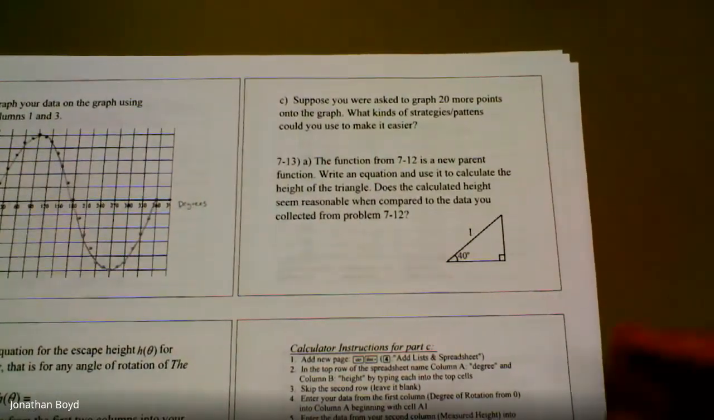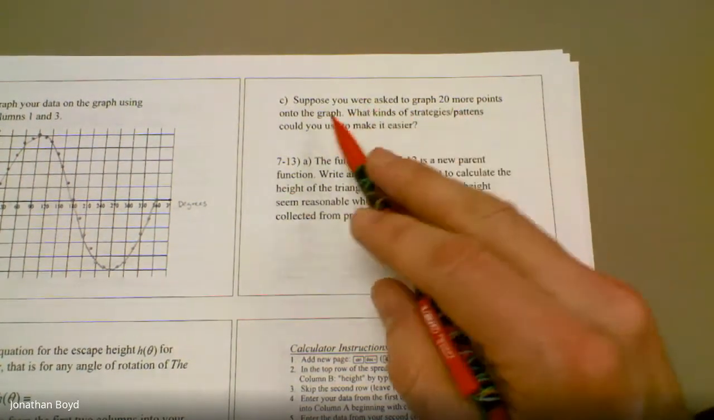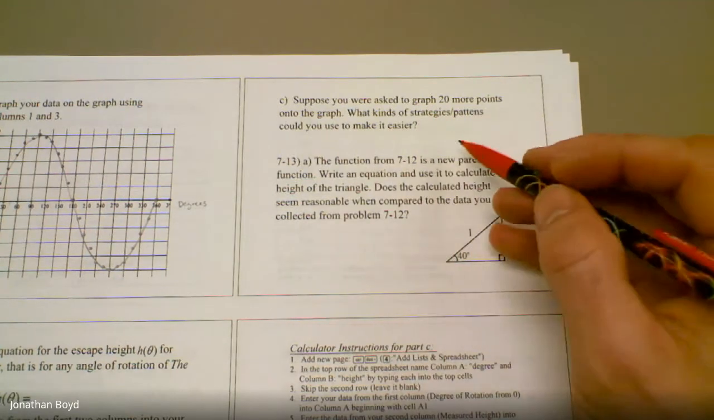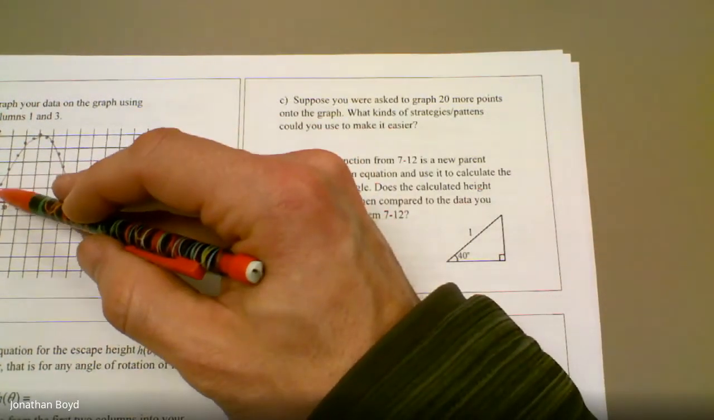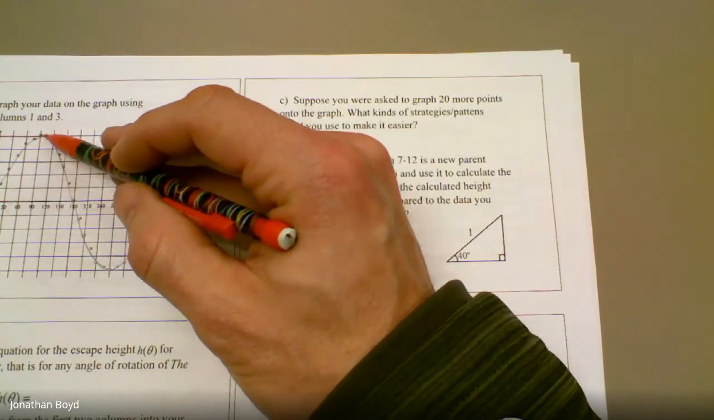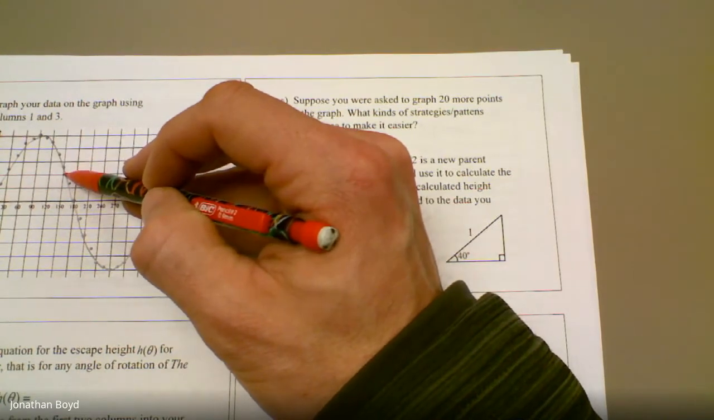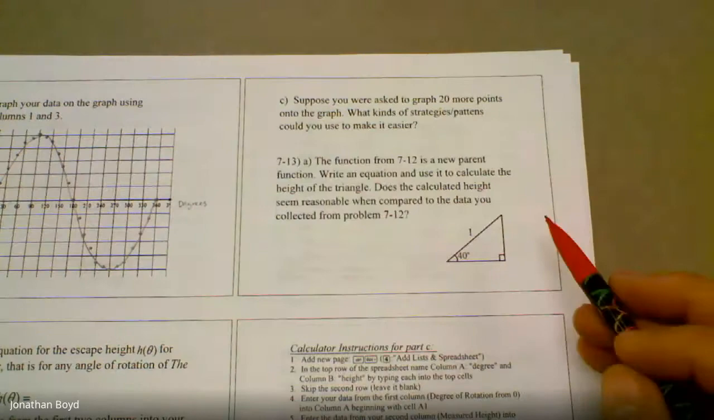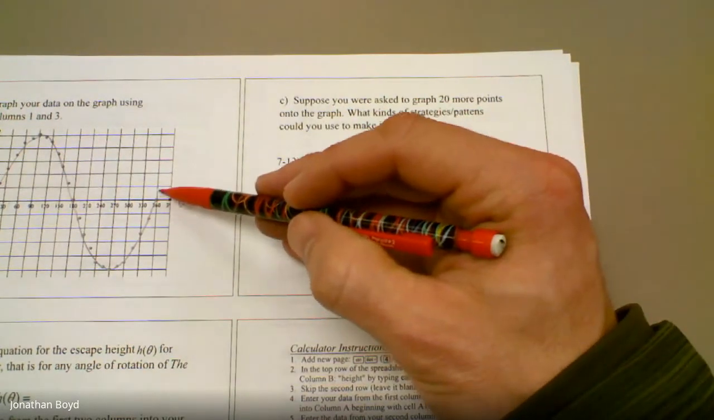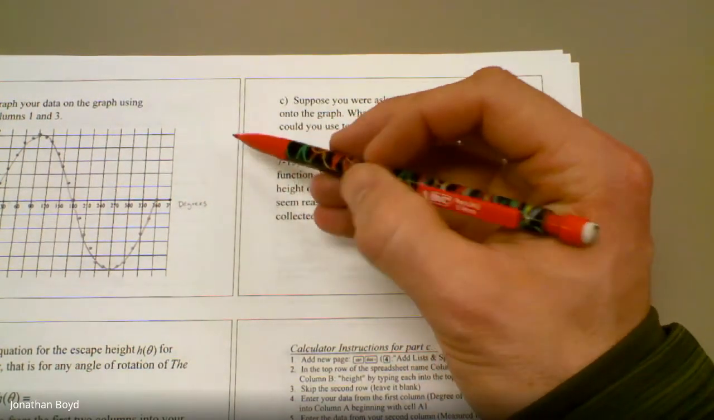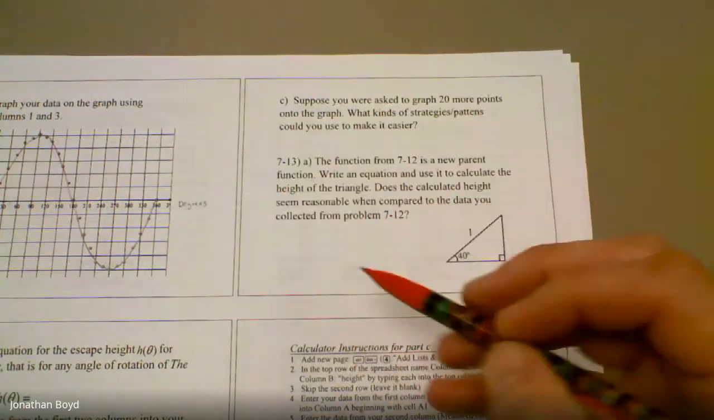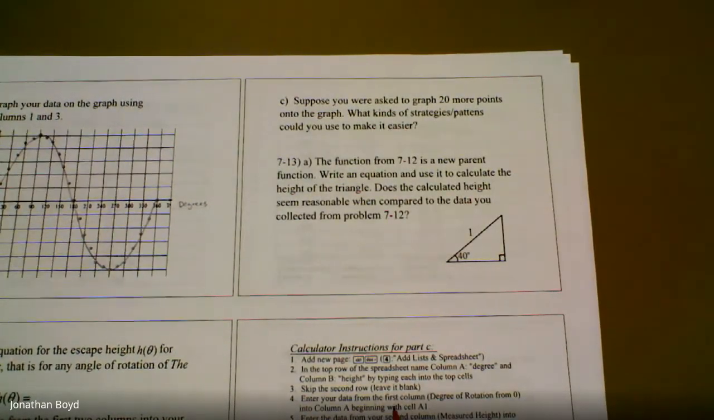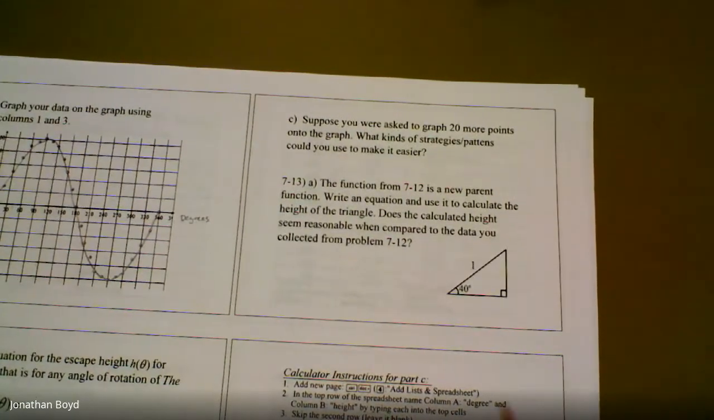So suppose you were asked to graph 20 more points onto the graph. What kinds of strategies or patterns could you use to make it easier? Well, hopefully we can see what's going on in between, so we could find some angle measures in between and estimate the heights. Or if it started to go around again and got stuck, we could also come up with more points beyond 360 degrees.